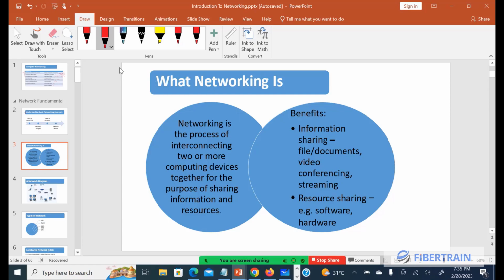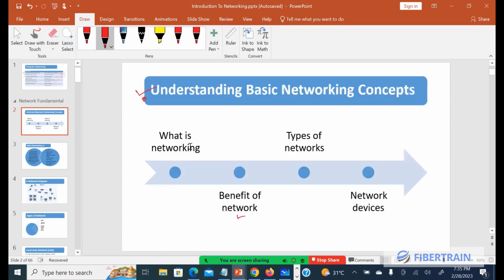All right. So what we have discussed so far is what exactly networking is. We've also looked at the benefits of having a computer network. It helps companies to share information. It also helps them to share resources. And we looked at examples of what a resource is in terms of software as well as hardware. Now I want to look at the different types of network.